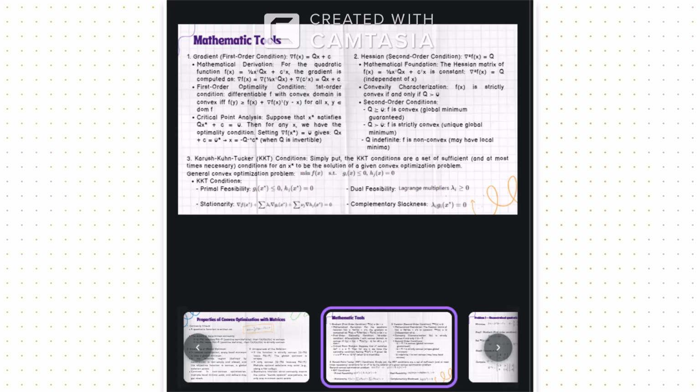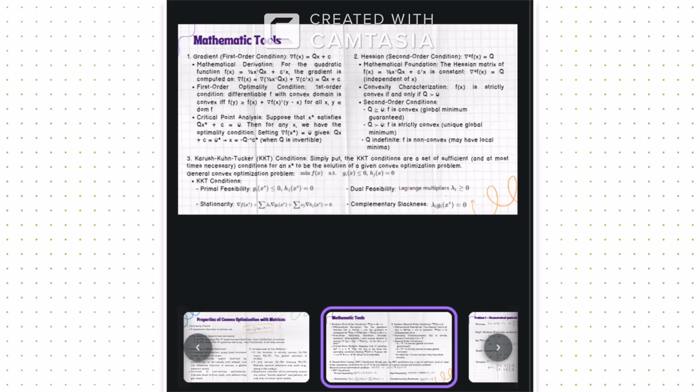f. The critical point analysis: Qx* + c = 0, which implies x* = −Q⁻¹c when Q is invertible.